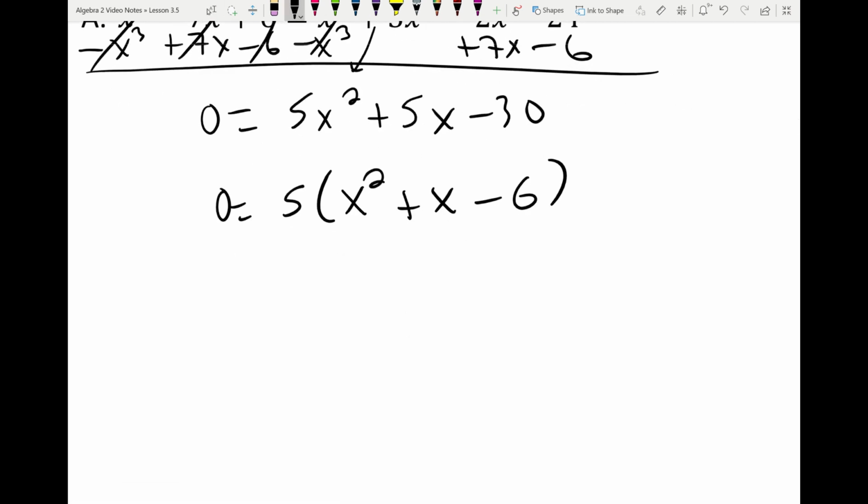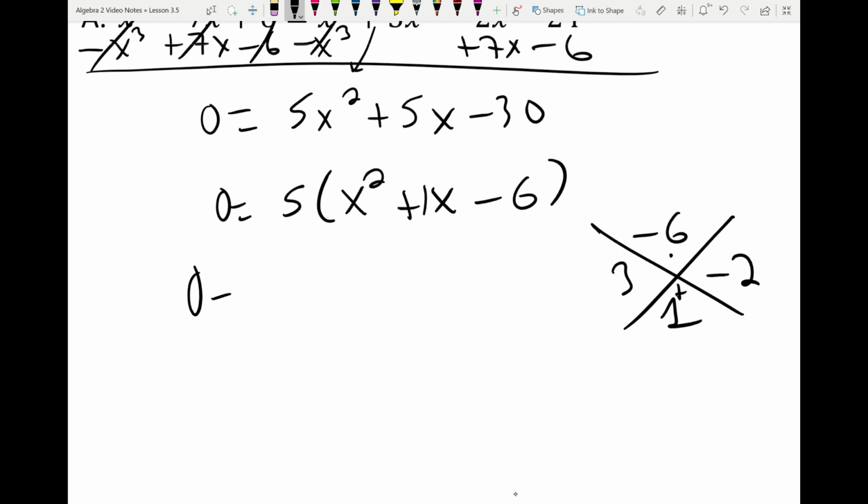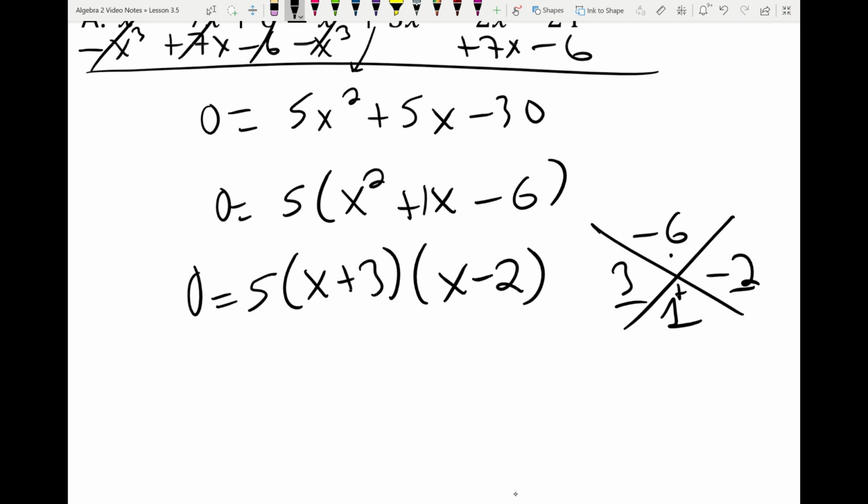And then now we're going to use the zero product property. Actually, let's see if we could factor this. So this can be factored. So let's do negative 6 on top and positive 1 on the bottom. So factors that multiply to negative 6 but add up to 1. That would be 3 and negative 2. So this can be factored: 5, x plus 3, x minus 2, using those numbers that we just got.